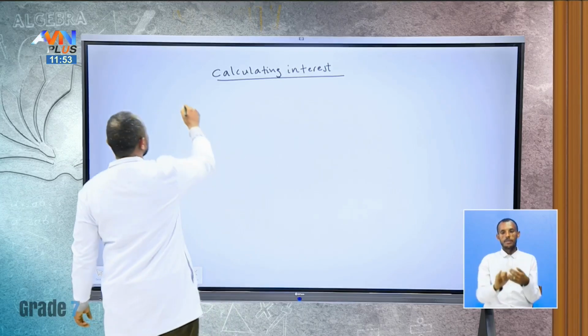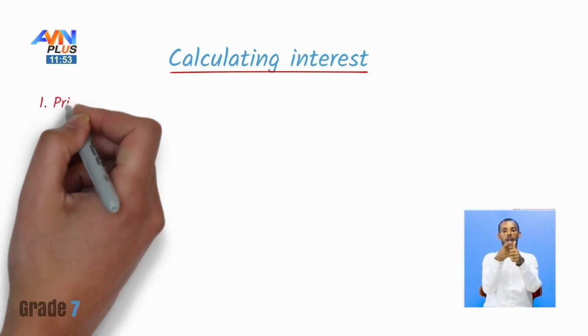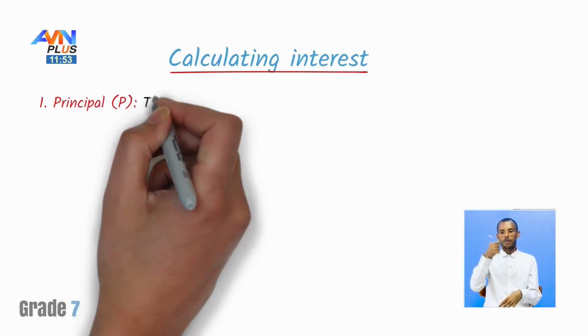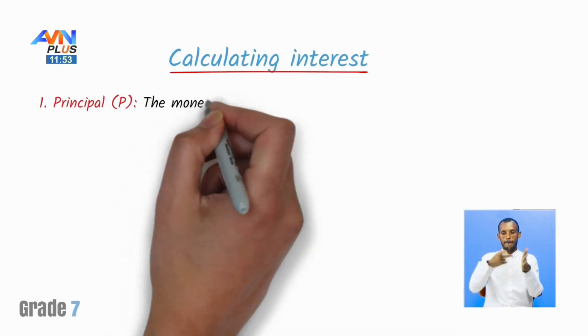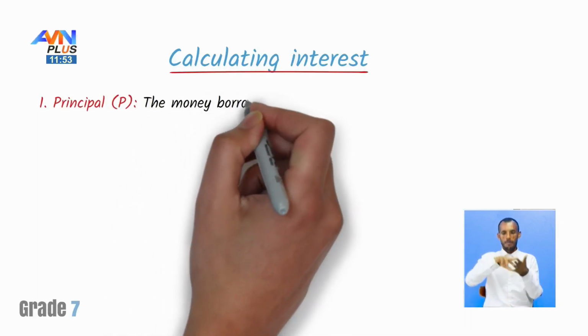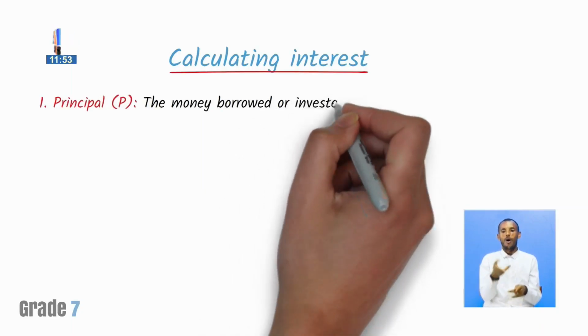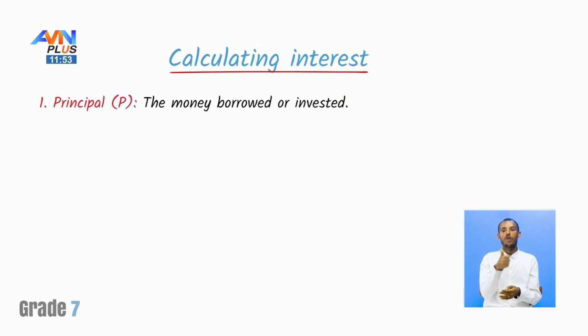The terminologies are: one, principal. We use the symbol P for principal. Principal is the money borrowed or loaned, or invested. The money borrowed or invested is called principal. This is the first terminology.